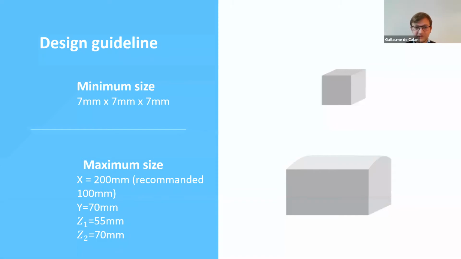The furnace we offer will not allow you to make parts bigger than 200 millimeter by 70 by, let's say, 50, 55, and up to 70 in the middle. If you have a bigger furnace, you can probably make a bit bigger. We still recommend usually to stay in the box of 100 by 100 millimeter. Again, it's perfectly possible to go above that, but this makes the process more complex.